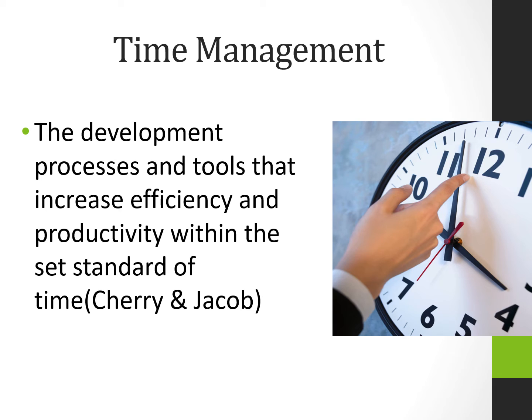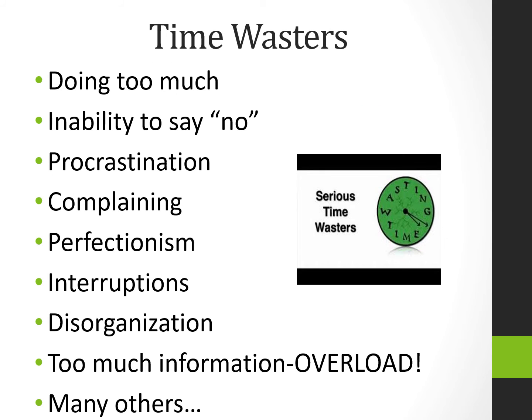Time management. According to Cherry and Jacob, time management is about developing processes and tools that increase efficiency and productivity within the set standard of time. Box 25.1 in the Cherry and Jacob book represents internal and external time and energy distractions or time wasters, such as taking on too many tasks at once, an inability to say no, procrastination, complaining, perfectionism, interruptions, disorganization, and too much information overload.